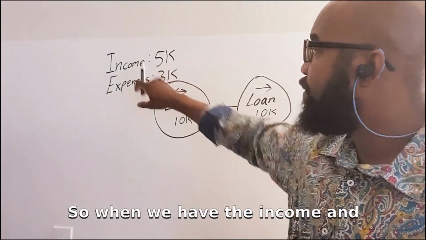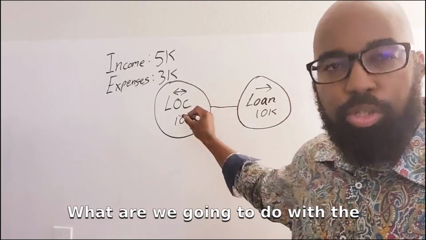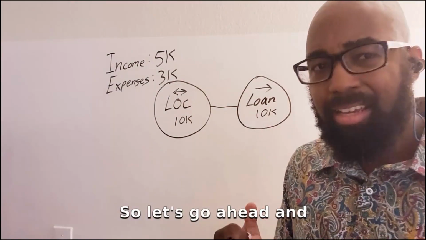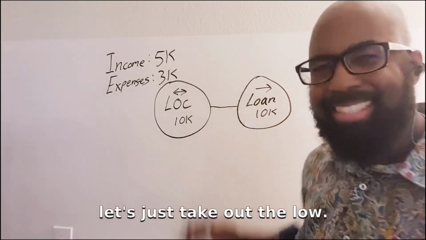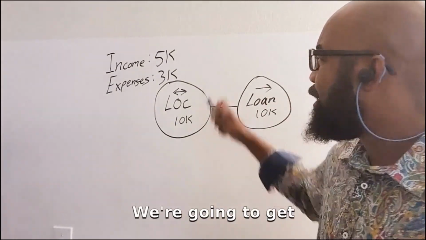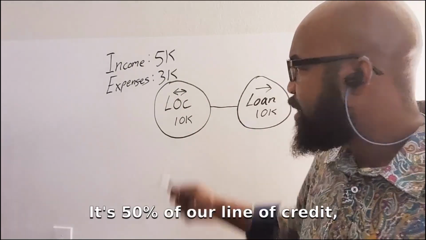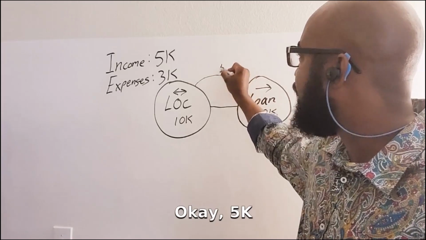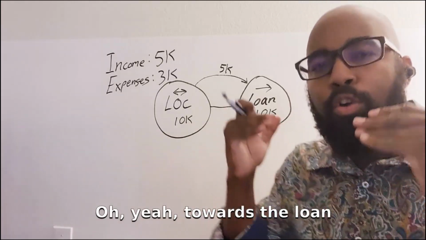So when we have the income and the expenses, let's say 5K and 3K respectively, what are we going to do with the line of credit? Okay, well, we have the loan here. So let's just take out the loan. All right, let's just 50% that loan. What does that mean? We're going to get $5,000. Okay, that's 50% of our line of credit. $5,000 towards this loan. Okay, 5K towards this loan principal. Oh yeah, towards the loan principal.